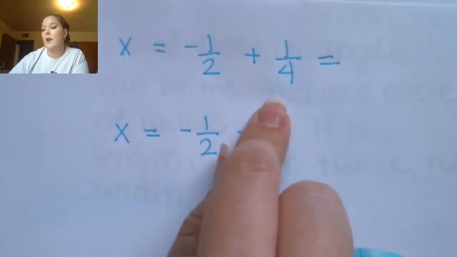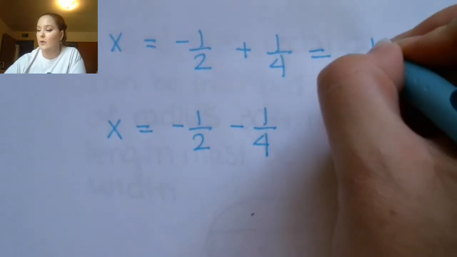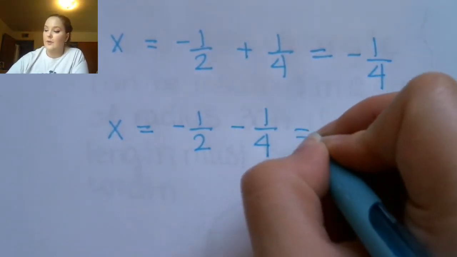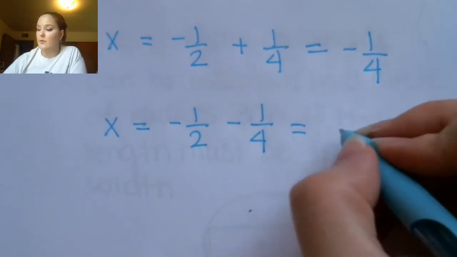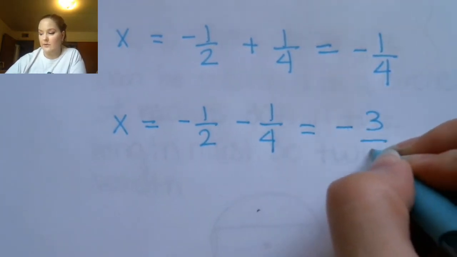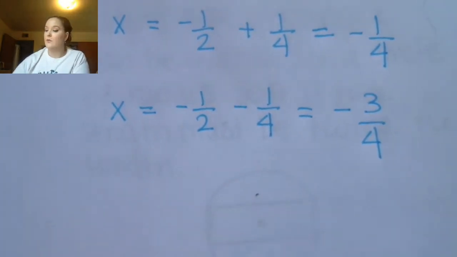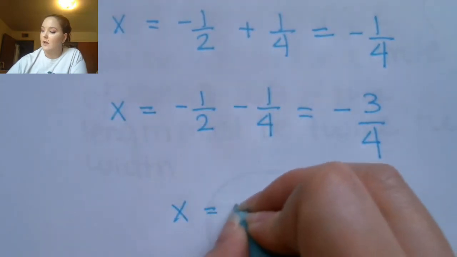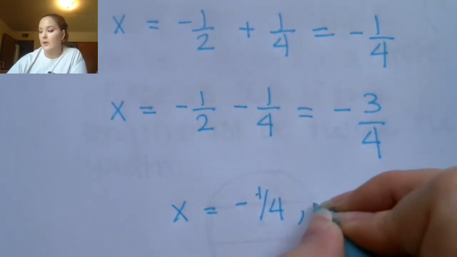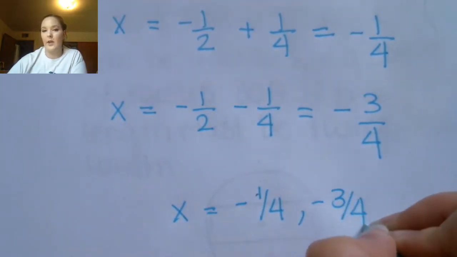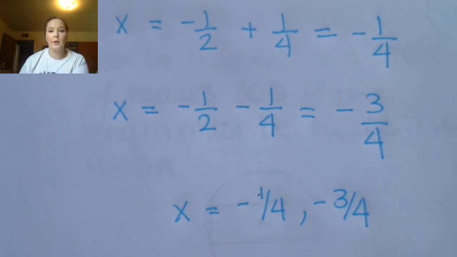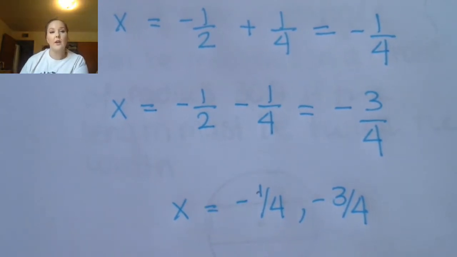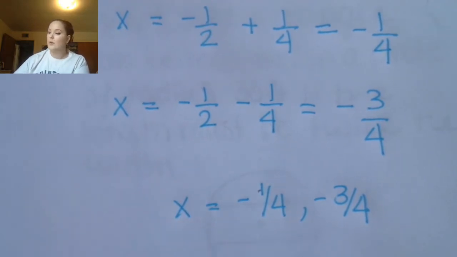So negative 1/2 plus 1/4 is negative 1/4, and negative 1/2 minus 1/4 is negative 3/4. So there's going to be my two answers, negative 1/4, negative 3/4. So I will get two whole number answers, but they're not opposites of each other like the previous example. Let's do one more example like this.